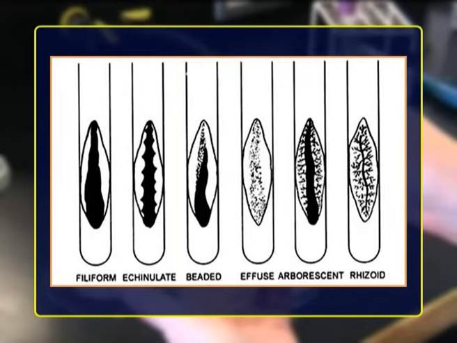Beaded, which can be non-confluent to semi-confluent colonies. Effuse, ranging from thin spreading growth. Arborescent, which can be thin or tree-like growth. Rhizoid, a type of form to describe nutrient agar slants, root-like growth.